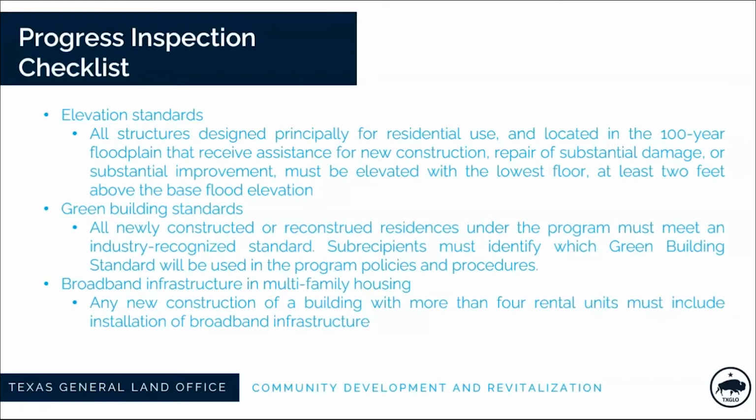Broadband infrastructure in multifamily housing. Any new construction of a building with more than 4 rental units must include installation of broadband infrastructure, except where the grantee documents that A, the location of the new construction or substantial rehabilitation makes installation of broadband infrastructure infeasible, B, the cost of installing broadband infrastructure would result in a fundamental alteration in the nature of its program or activity and an undue financial burden, or C, the structure of the housing to be substantially rehabilitated makes installation of broadband infrastructure infeasible.